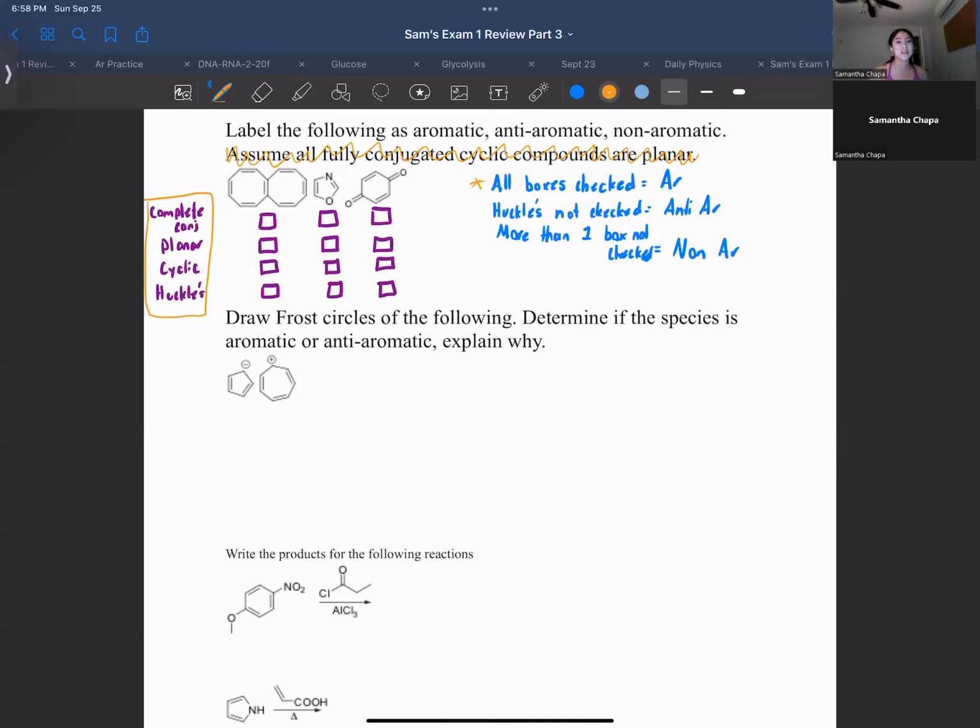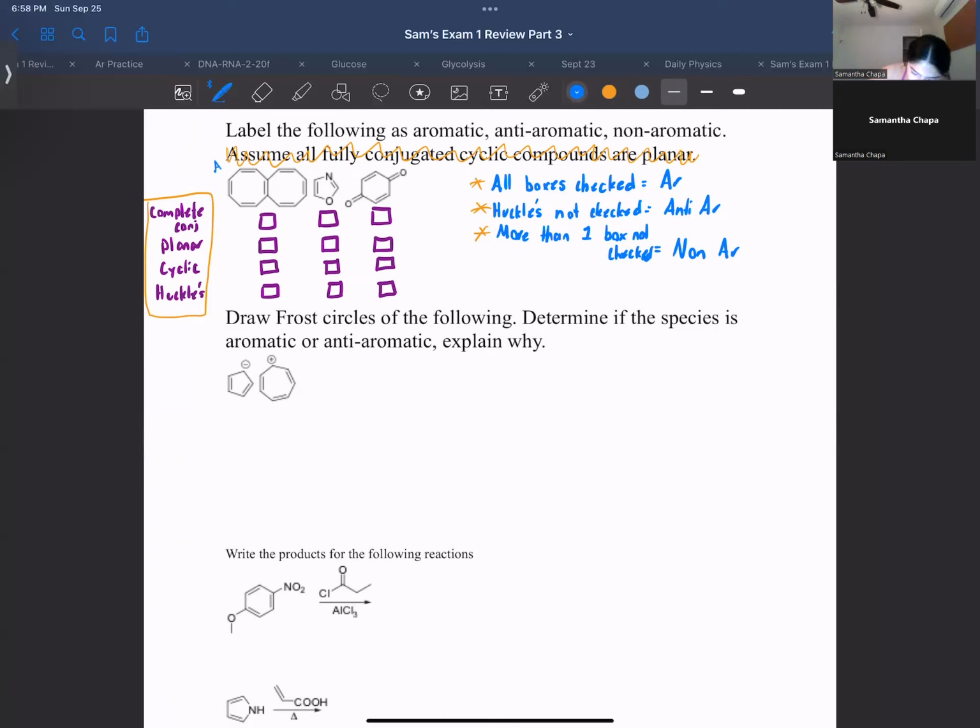So if all my boxes are checked, meaning we have Huckel's law obeyed, cyclic, planar, complete conjugation, you're aromatic. If the only box that's not checked is Huckel's law, we're anti-aromatic. And if there's more than one not checked off, like if Huckel's law is not checked off and some of them are not cyclic or not planar, that means you're non-aromatic. Okay, so let's check this out.